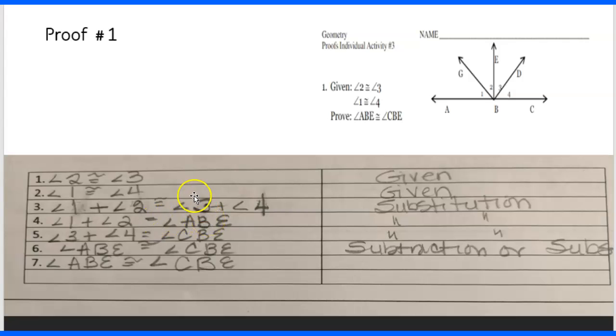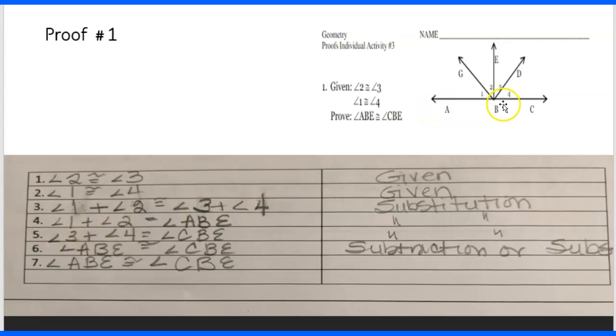If you notice, they begin by talking about angle 2, angle 3, angle 1, and angle 4. But by the end, they have moved to letters. Angle ABE equals angle CBE. So at some point, we have to start moving toward that. So what I'm going to do is take angle 1 plus angle 2 equals ABE. That's pretty much given from this information, but I'm going to put substitution because I'm substituting ABE in for 3 and 4.